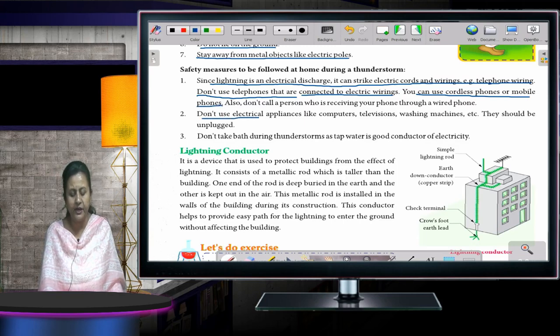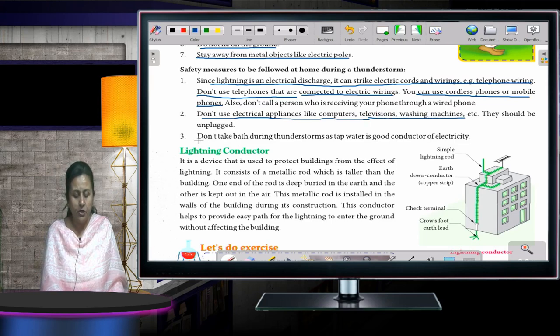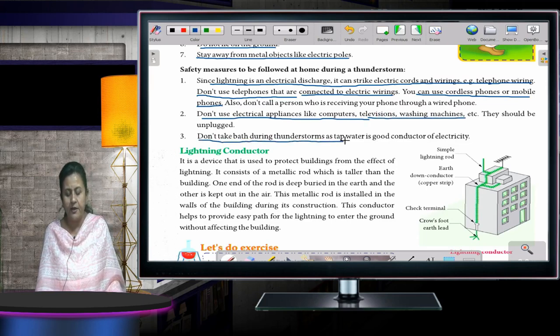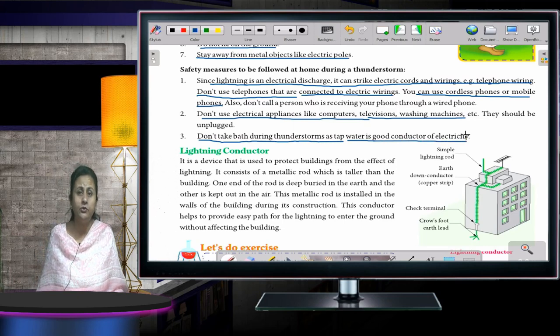Then don't use electrical appliances like computers, television, washing machine. Don't take a bath during a thunderstorm as tap water is a good conductor of electricity. As I told you, if you remember, tap water has a lot of minerals. So when the minerals are there, then it becomes a good conductor of electricity. Okay. So don't take a bath during that time.